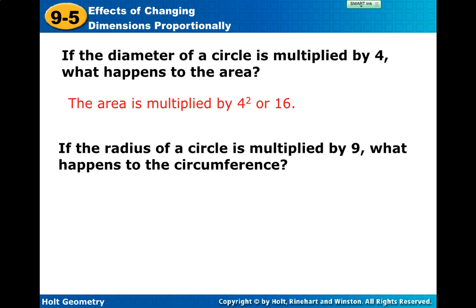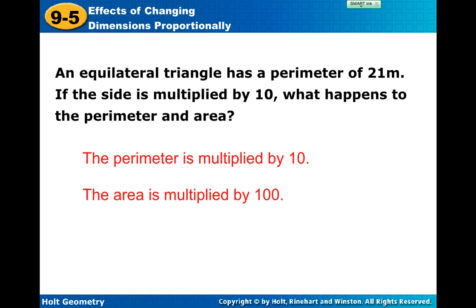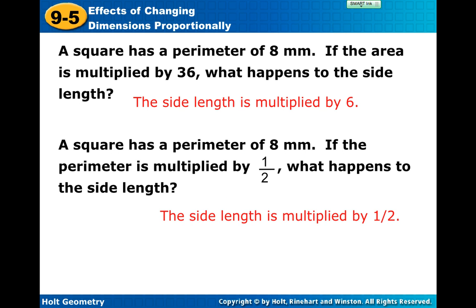Okay, and if the radius is multiplied by 9, what happens to the circumference? What number is that? Okay, multiplied by 9. Okay, now what would be, I think I'm going to skip those there.